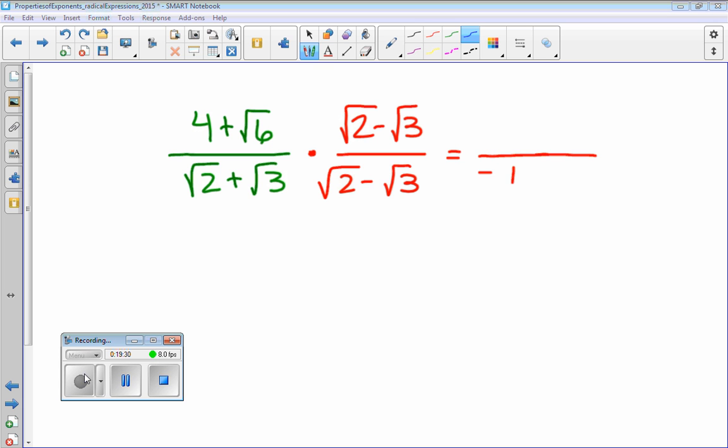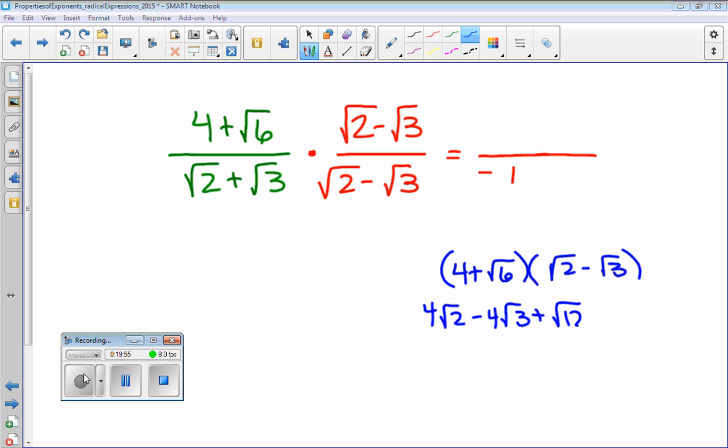You are going to actually need to FOIL and multiply the numerators here. So you're going to need to do that side work. Distribute 4 times 2, and 4 times radical 2, and 4 times radical 3. When I multiply these across, I get 4 radical 2 minus 4 radical 3 plus radical 12 minus radical 18. Right. And can I combine any of those things right now? No. Nothing under the radical is the same.